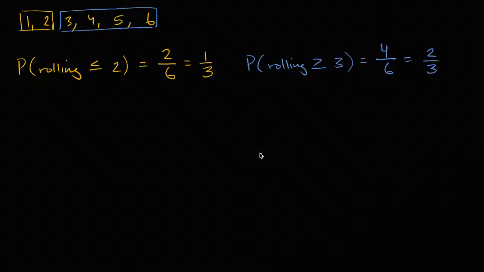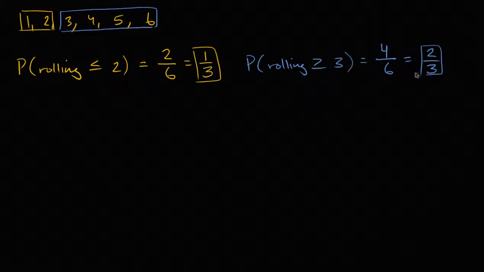So what's more likely? Rolling a number that's less than or equal to 2, or rolling a number that's greater than or equal to 3? Well, you can see it right over here. The probability of rolling greater than or equal to 3 is 2/3, while the probability of rolling less than or equal to 2 is only 1/3. This number is greater, so this has a greater probability. Or another way of thinking about it, rolling greater than or equal to 3 is more likely than rolling less than or equal to 2.